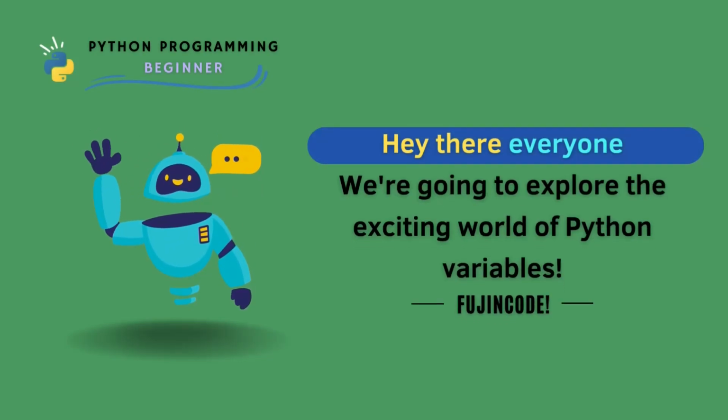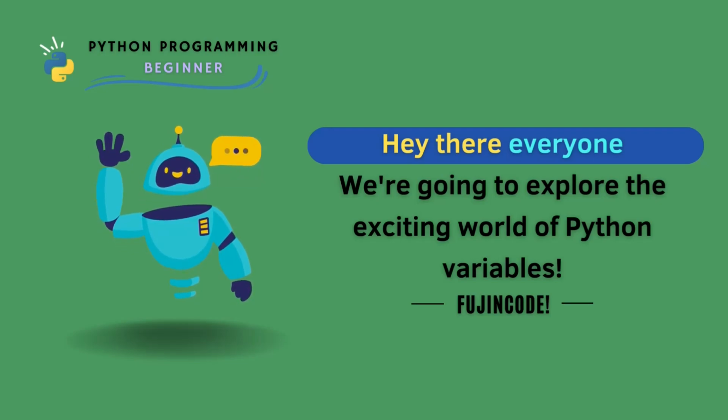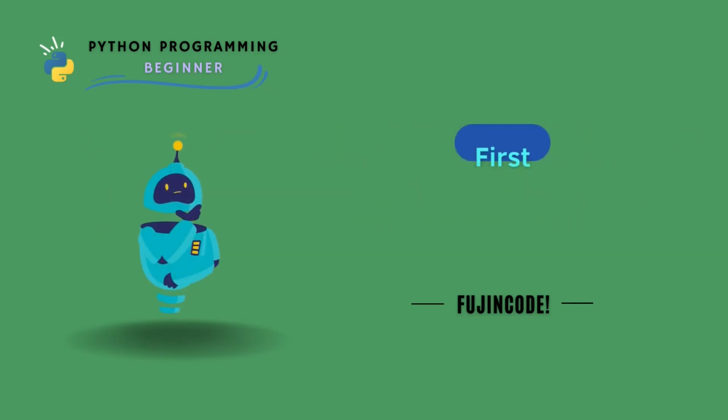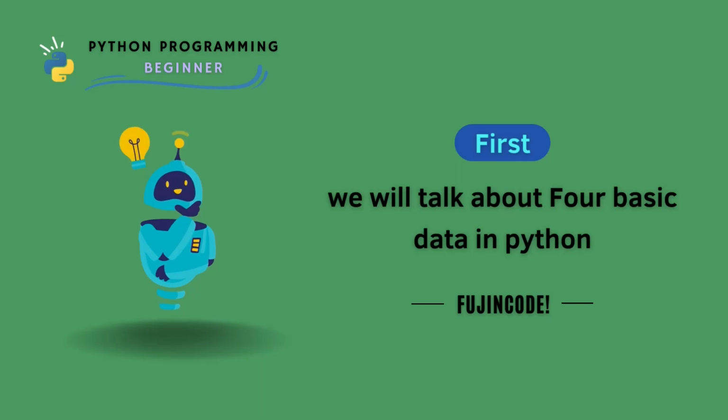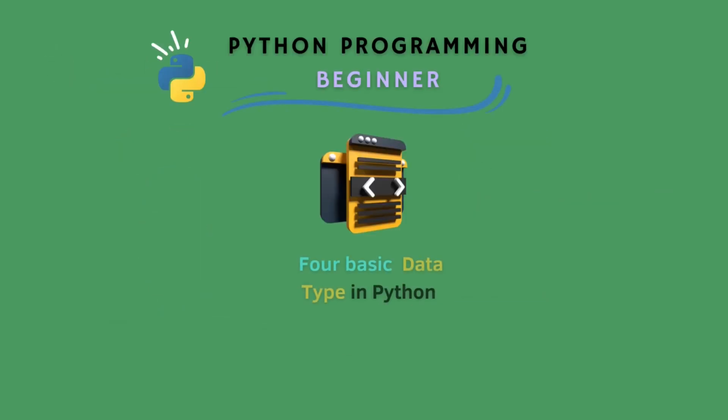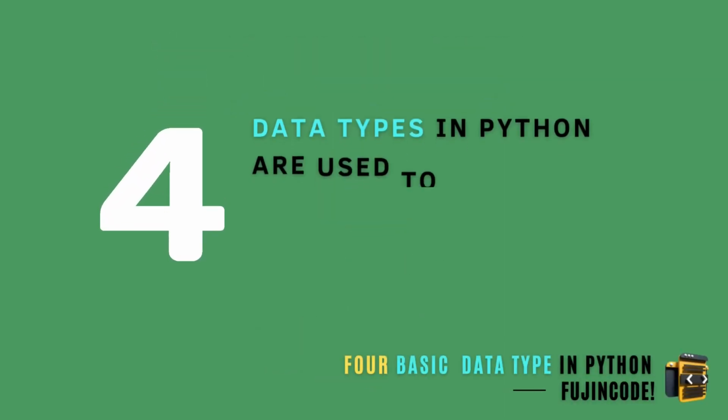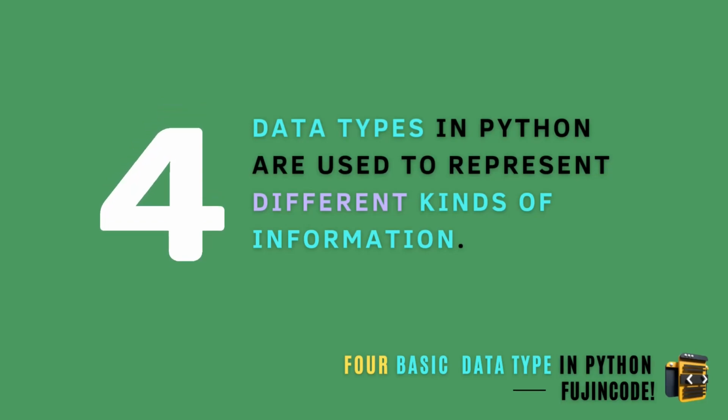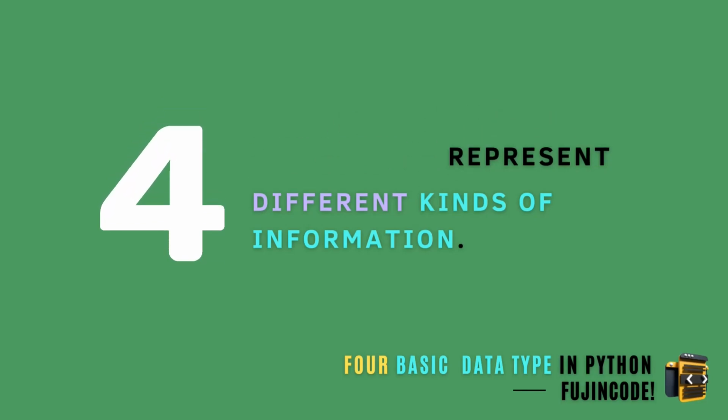In this video, we're going to explore the exciting world of Python variables. First, we will talk about 4 basic data types in Python. Data types in Python are used to represent different kinds of information. Here are 4 of the most common data types you'll encounter.